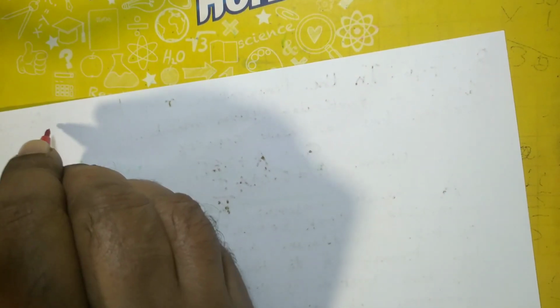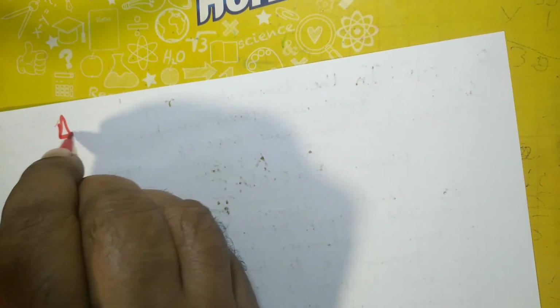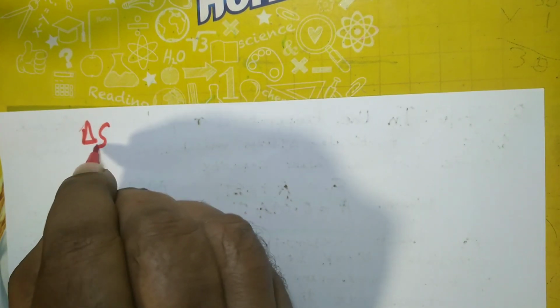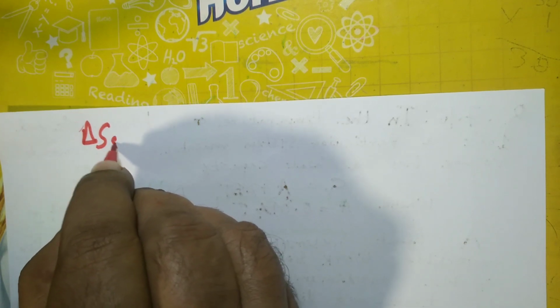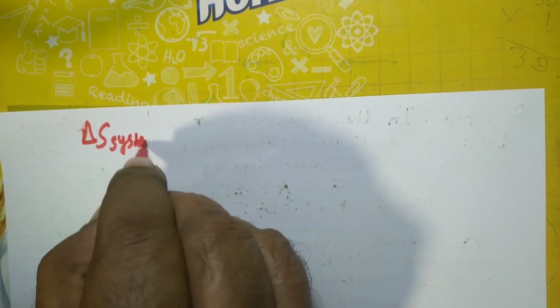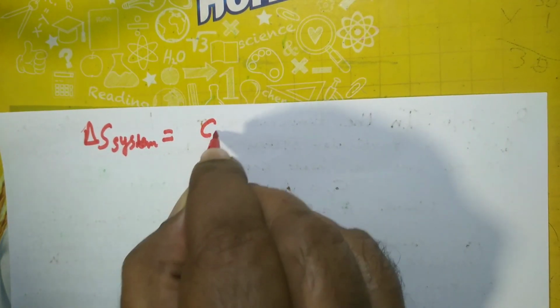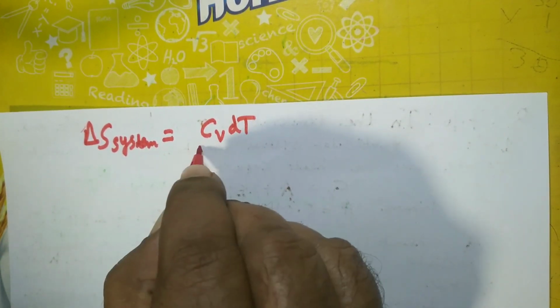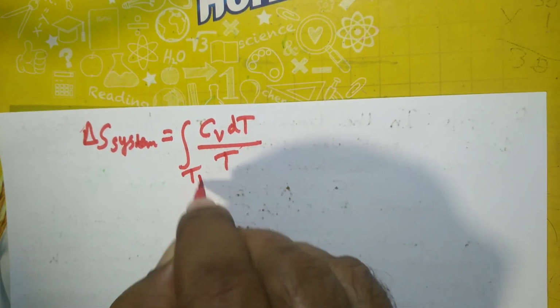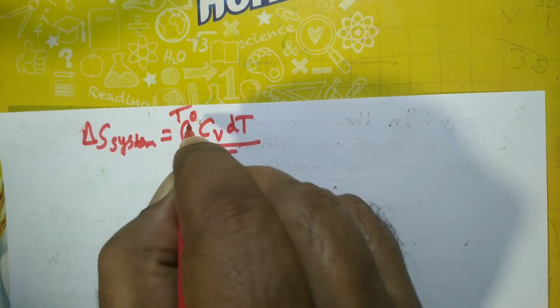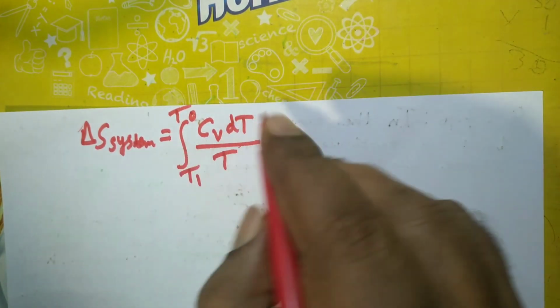So now we will calculate the delta S of system, then delta S of reservoir will also be calculated, so that we will be in a position to calculate delta S of universe. So delta S system is equal to integral of Cv dt by T. Limit is from T1, initial temperature is T1 and final temperature is T0.